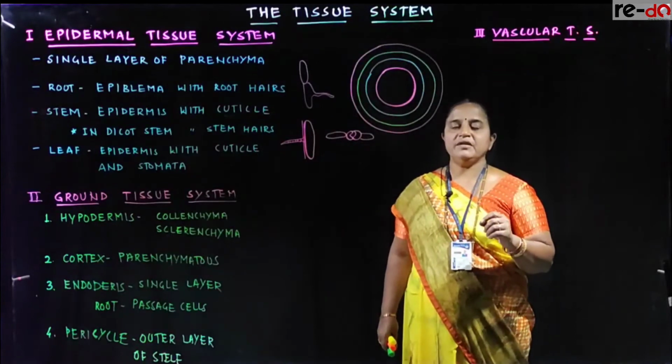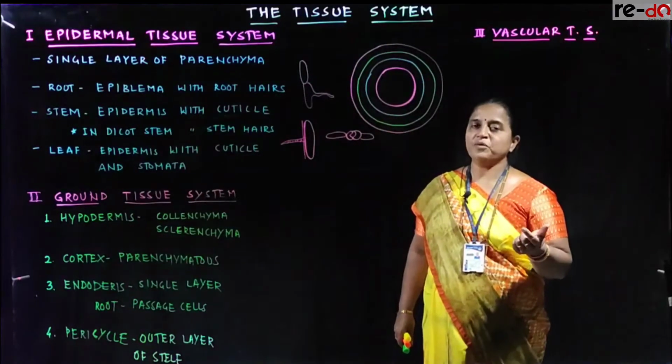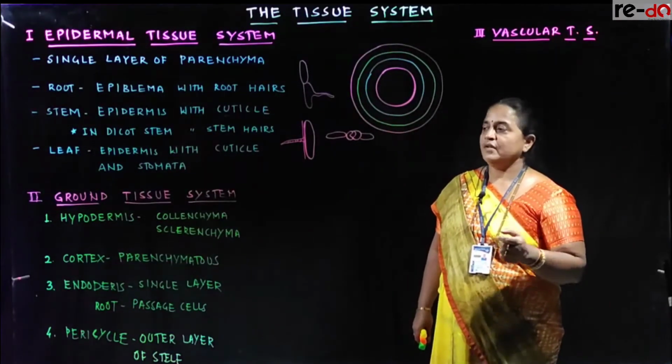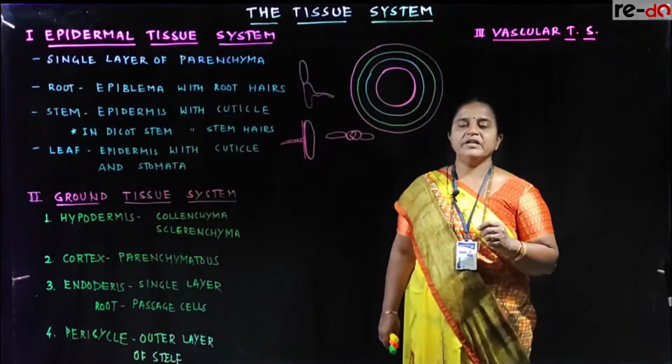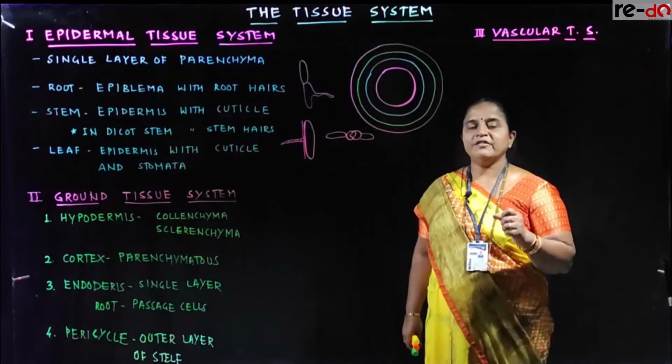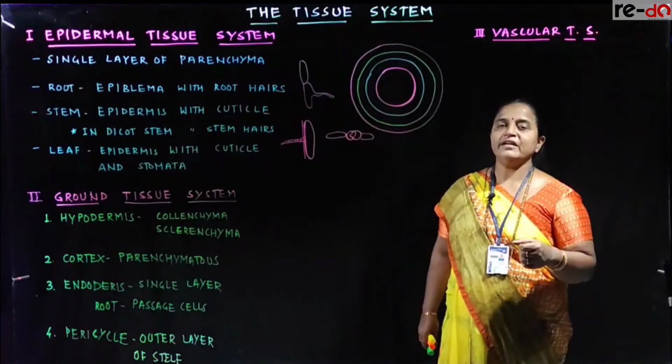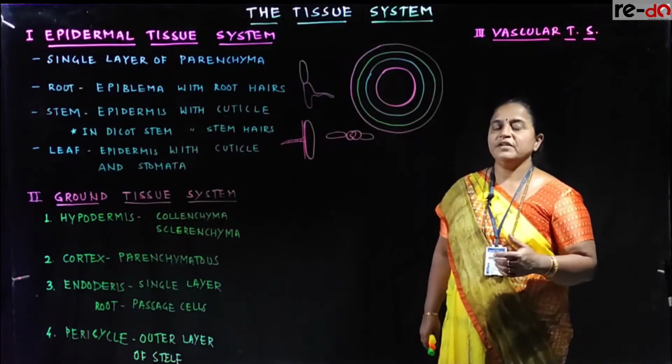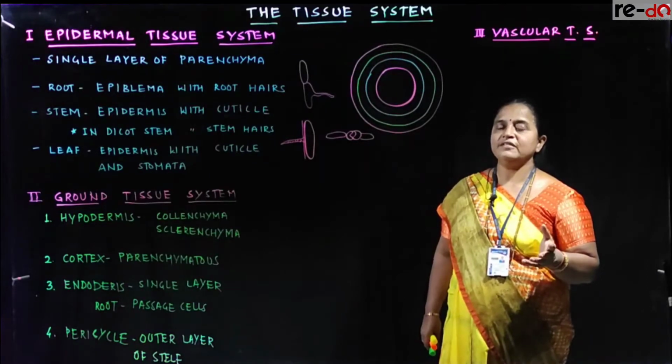Epidermal tissue system is representing the outermost protective layer. Ground tissue system representing peripheral storage layers, and vascular tissue system representing the conducting region, including vascular bundles, that is xylem and phloem.